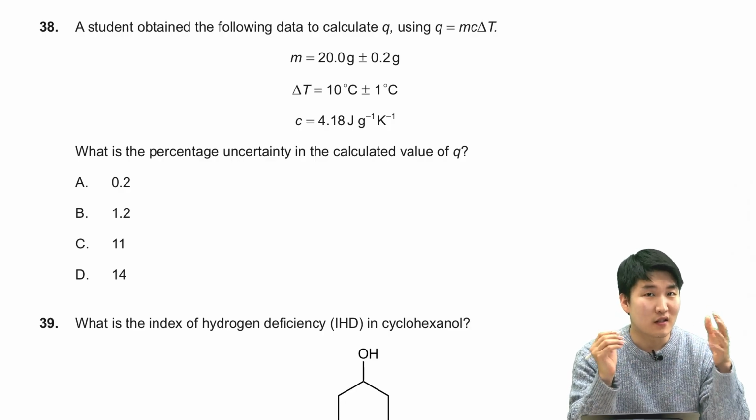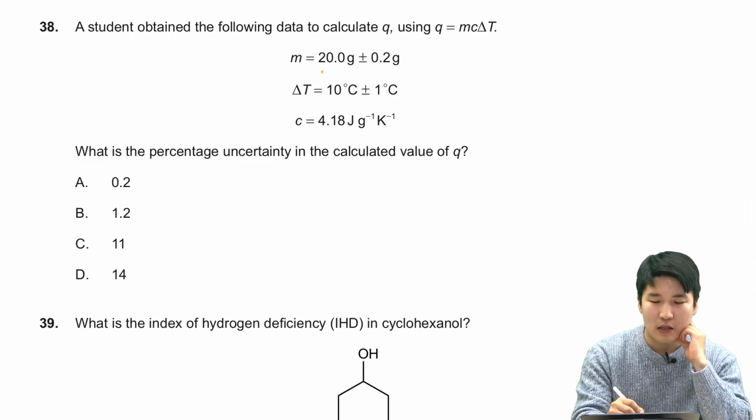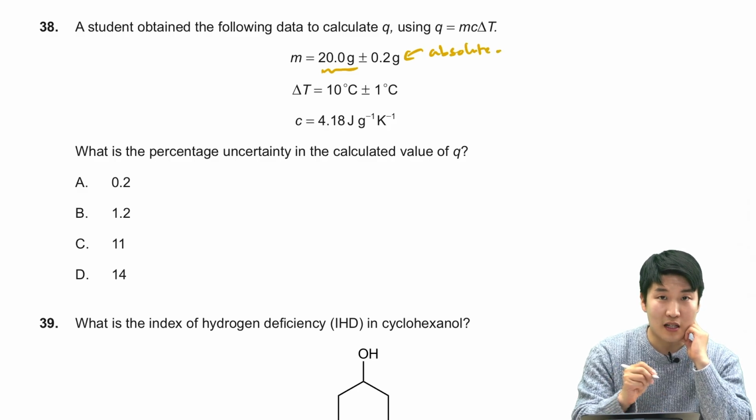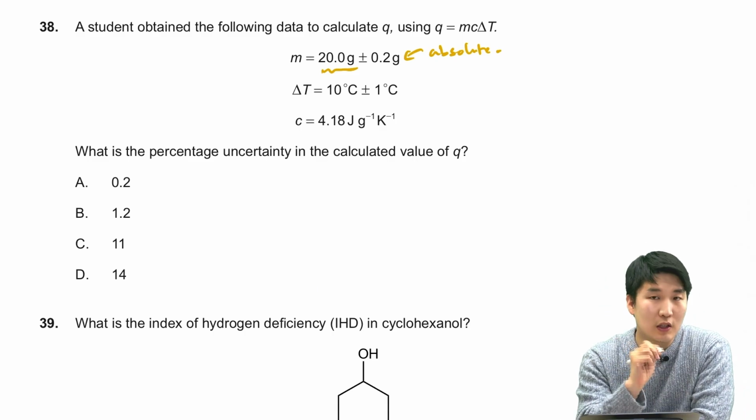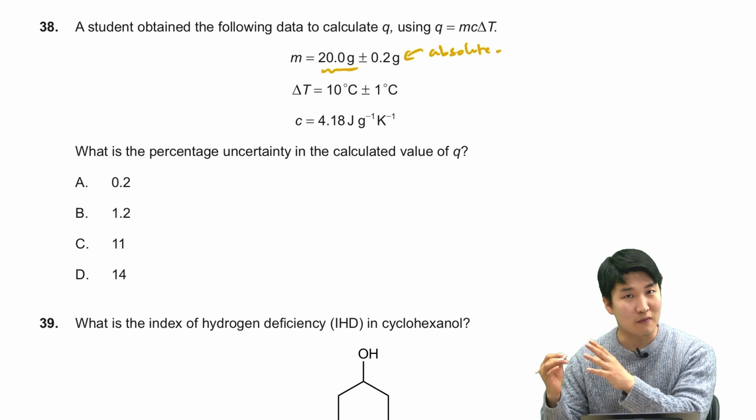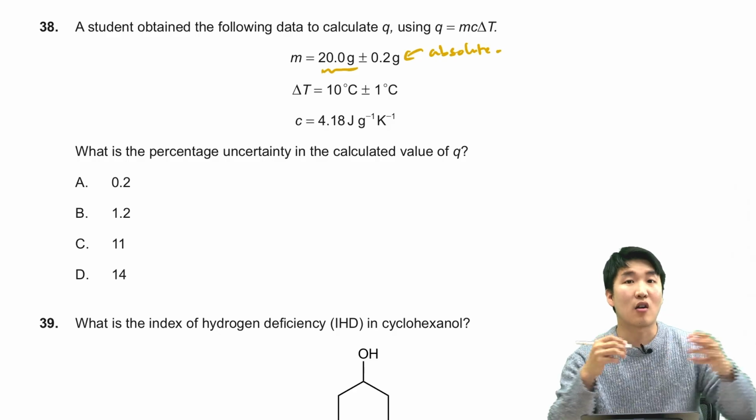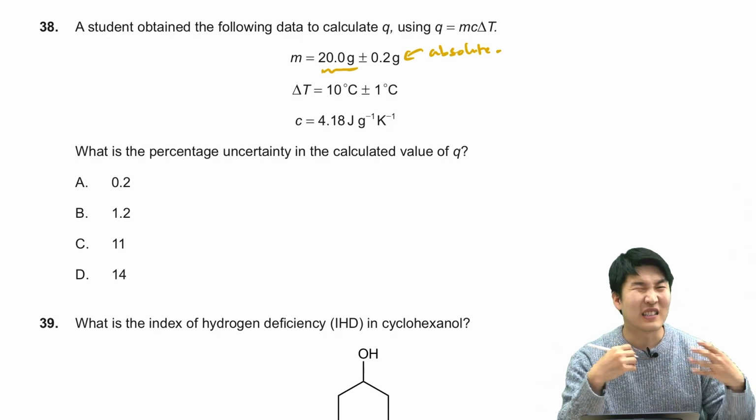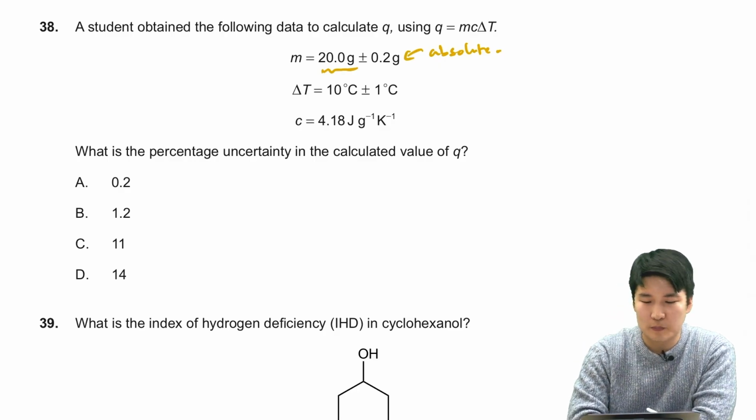Absolute versus percentage uncertainty. We're given the raw data of mass in grams and its absolute uncertainty. We are asked to calculate the percentage uncertainty for the calculated value, which means we do need to convert the absolute uncertainties into percentage uncertainty first, and then add the percentage uncertainties that are involved in the multiplication together to find the total percentage uncertainty of our Q value.